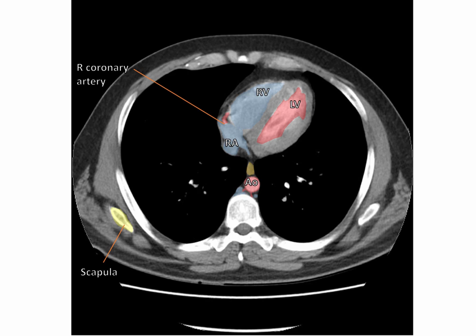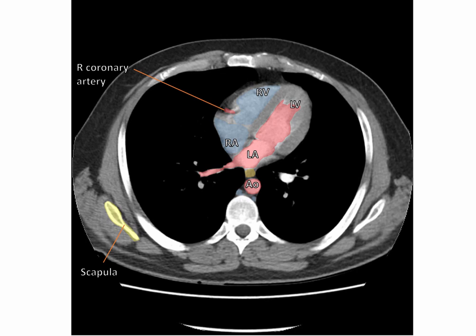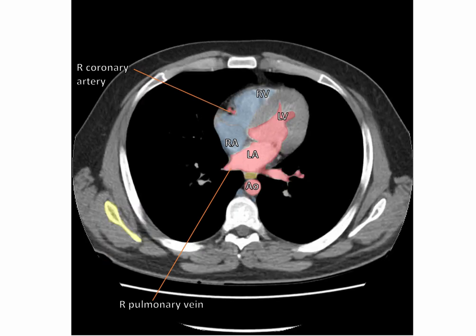We can see the paired posterior intercostal arteries, which are emerging from the thoracic aorta, here. At this level, we can begin to see the left atrium, which is the most posterior chamber of the heart. Here, we can see some of the right pulmonary veins which are draining into this left atrium. And here, we can see a left pulmonary vein also draining into the left atrium.